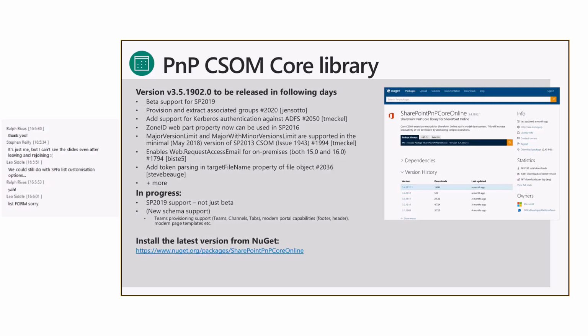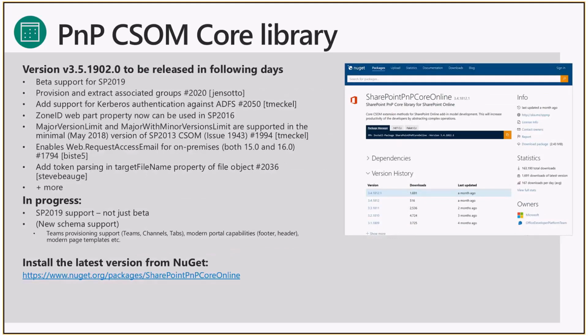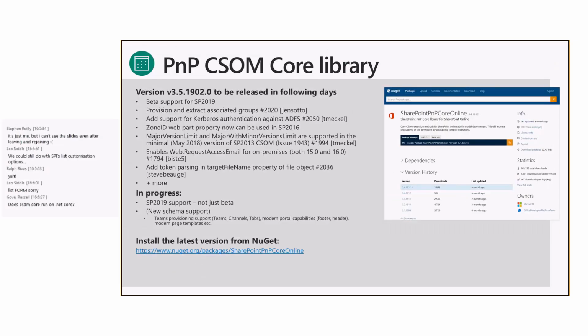Zone ID, I think it's a long-standing ask where we bumped up the minimal version of SharePoint 2016, SharePoint 2013 that we support, which also implies now that we have a more common set of supported methods and properties, including Zone ID. And the major with minor version limits, those things as well, they are related to that type of change. So overall, I think a lot of good changes, Vesa.